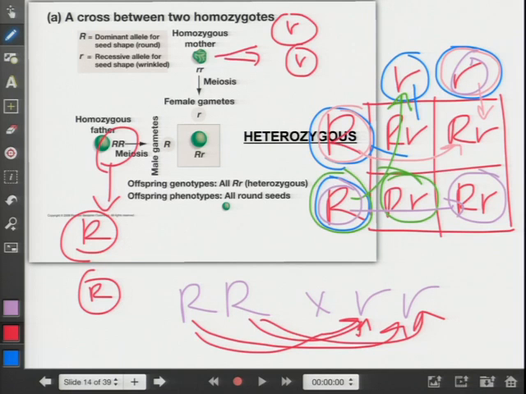And so this just tells us exactly what that cross said. This is the F1, and they're all big R, little r. A cross of true breeding always gives you all heterozygous offspring.